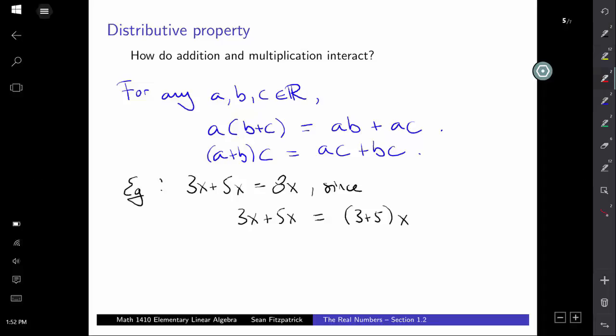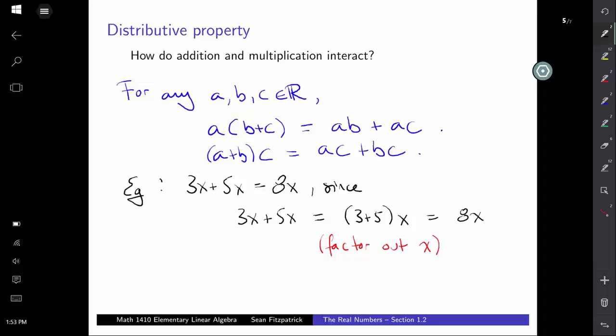Notice that basically when you run the distributive property backwards, going from right to left instead of left to right, the distributive property in reverse is just factoring. So we factor out an x, and then of course we know that 3 plus 5 is equal to 8. So we get 8x, right? So this is all due to the distributive property. So it seems like an abstract thing, but it is something that you use every day without even really thinking about the fact that you're using it.